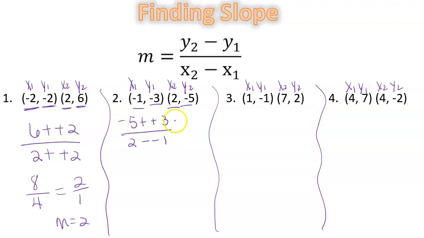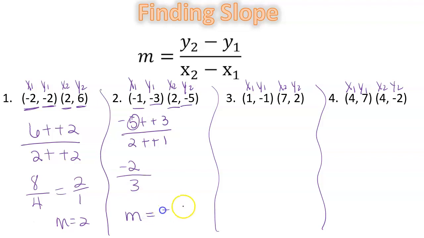So -5 plus 3. Different sign, so I'm going to subtract. 5 minus 3 is 2. Keep the sign of the bigger number, so -2. Over 2 minus -1. Again, subtracting a negative is adding a positive. So 2 plus 1 is 3. -2/3 will not simplify further, so I'm going to leave it.